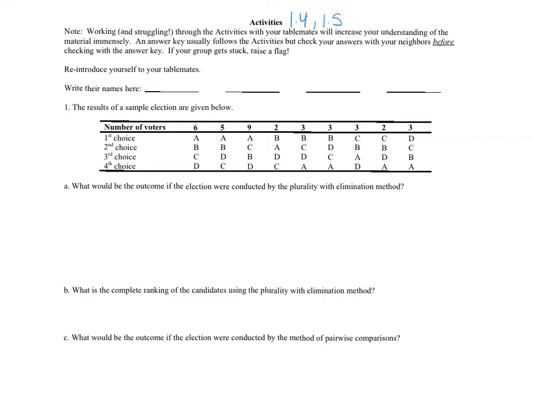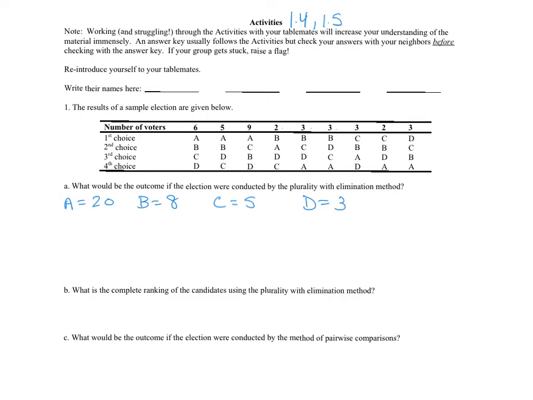Okay, so number 1, the results of a sample election are given below. What would be the outcome of the election if the election were conducted by the plurality with elimination method? So this one starts just like plurality. You count first place votes. So A has 6 plus 5 plus 9, so that's 20. B has 2 plus 3 plus 3, so that's 8. C has 3 plus 2 is 5, and D has 3.